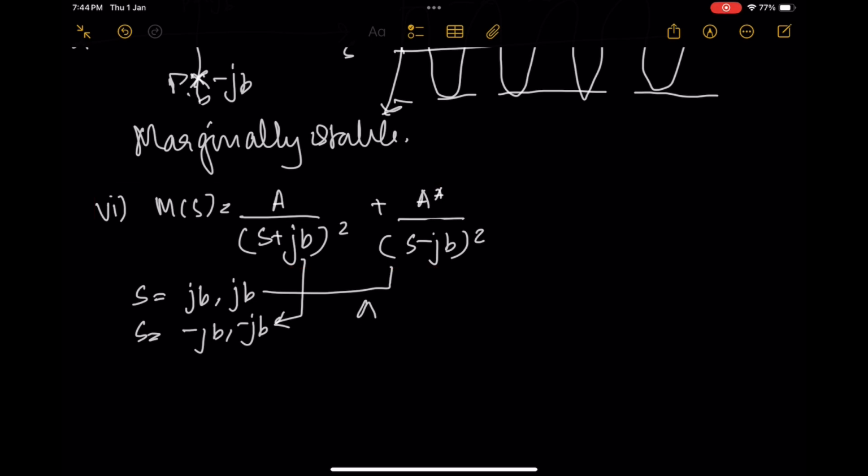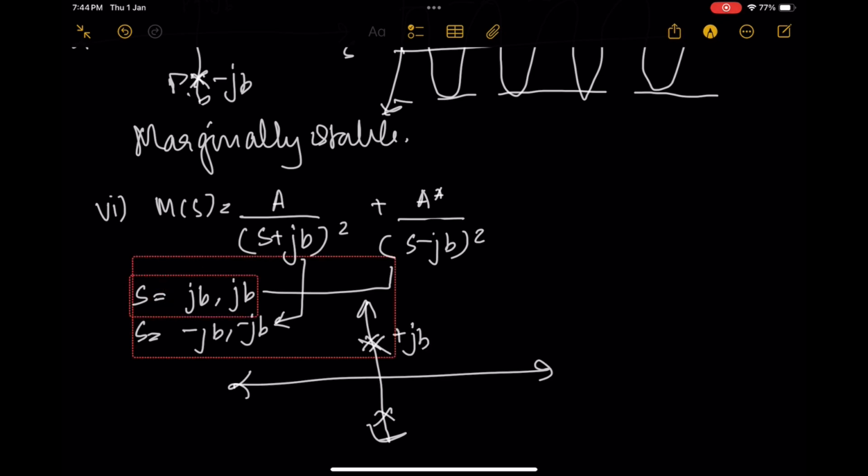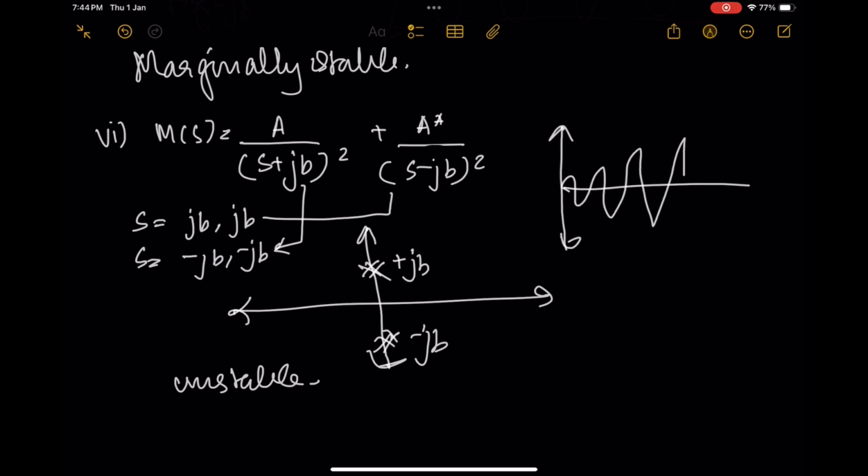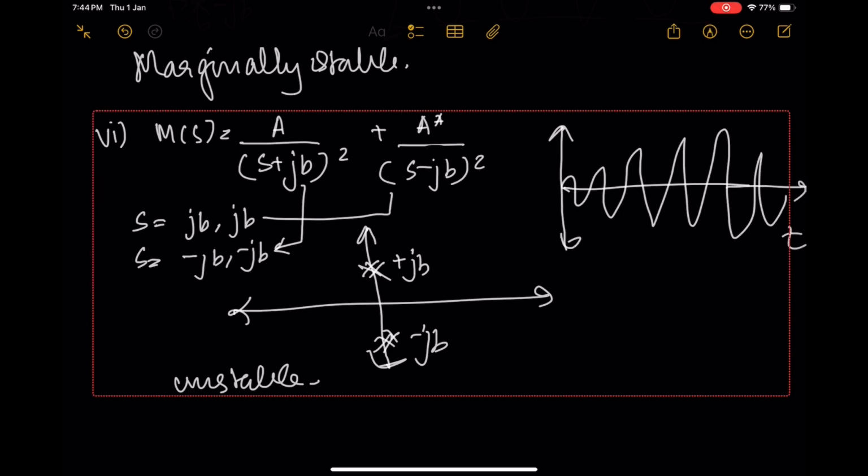On plotting these, it will be the same poles only, no? So there will be 2 plus jb's and there will be 2 minus jb's, that is, it has double poles. This given particular equation has double poles. So we cannot say the system is marginally stable. Instead, we will say the system is unstable. And its graph will be somewhat increasing in its amplitude. So that's why we say it is unstable.